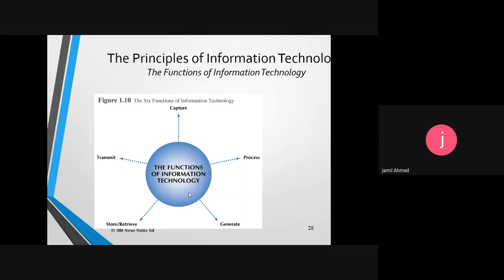In this way, we can see that the functions of information technology are to capture, transmit, process, store, receive, and generate some sort of data. So these are the six functions which can capture the data, transfer the data, process the data, and store and receive the data. There are six sort of processes we can see one by one.